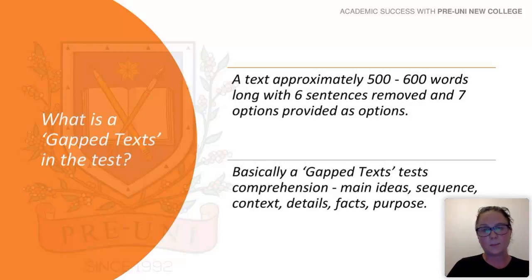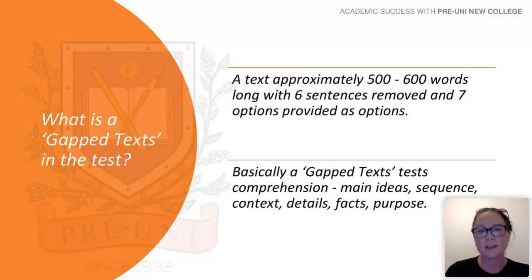Okay, so to begin with, what is a gap text in the OC test? So it reflects very closely the selective gap text as well. They're usually about 500 to 600 words long. So that's like approximately a page or a little bit more with formatting. 6 sentences have been removed, and then the students are provided with 7 options. So obviously one of those options doesn't fit, it doesn't belong in the text, and the students will need to discern which ones belong in what place and which one is left out completely.